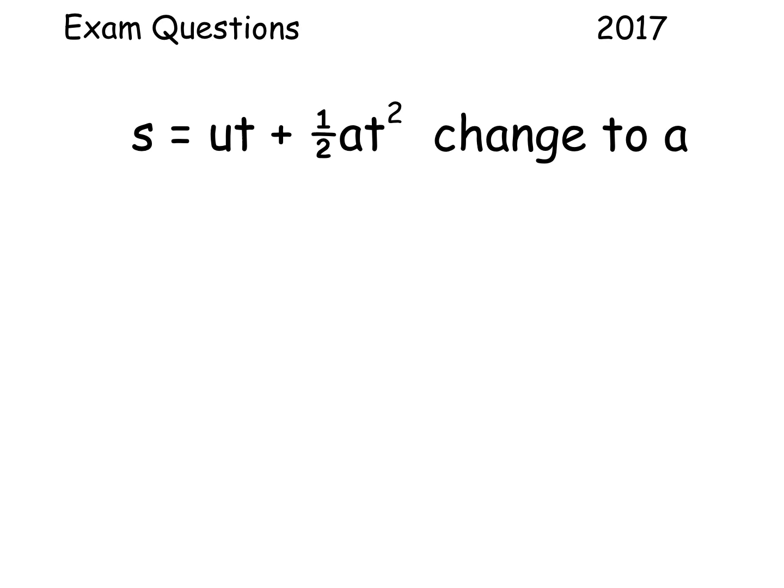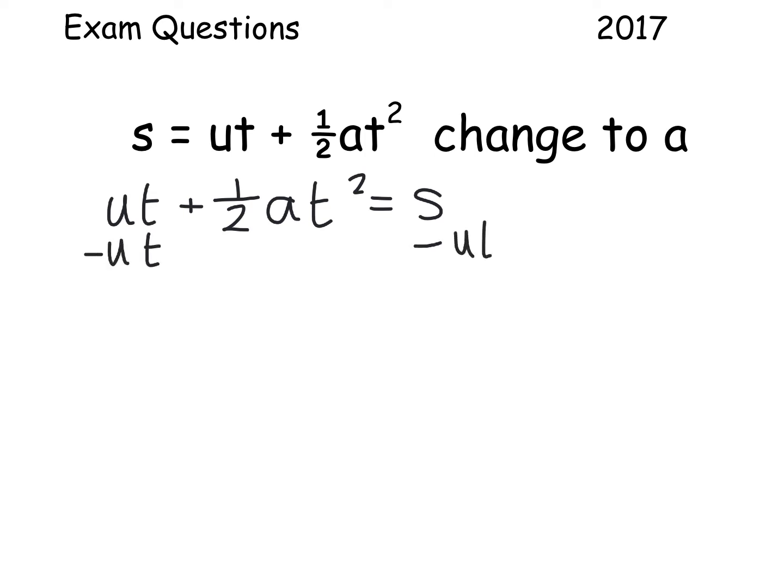Right, my last example of square is this one. We're going to change this one to A. Now, this one again caused a bit of confusion because there was a squared in it that you didn't have to touch. So people are used to seeing a squared and thinking, oh, I've got to square root somewhere. No, you don't, okay? We want A on its own. So the first thing we're going to deal with is the UT, which is my stray thing, as I call it. So we're going to take away UT, which leaves us with 1/2 AT squared equals S minus UT.